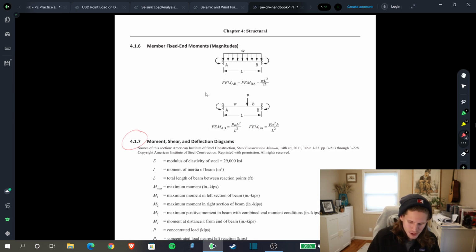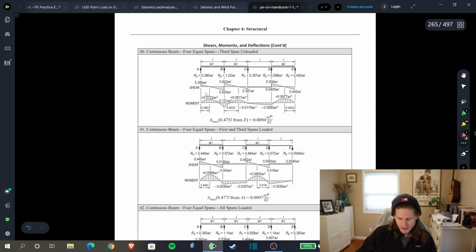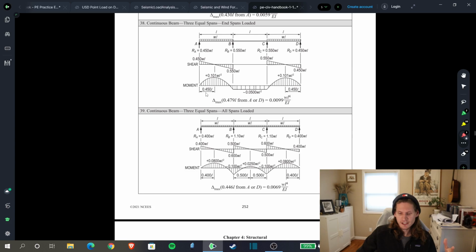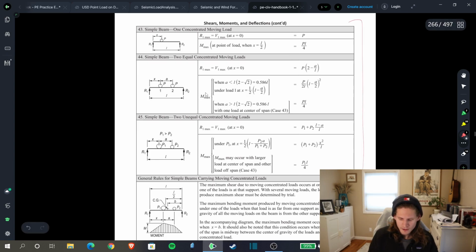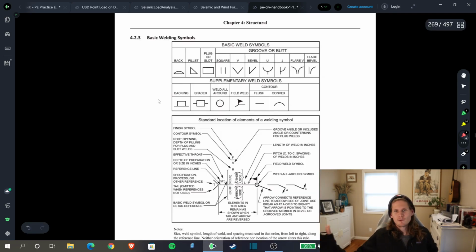4.1.7, moment shear deflection diagrams. Page 252, it then transitions into multi-span members and different unbalanced and balanced loading conditions for that. Something else that's really, really great, and something you're not gonna wanna skip over that is brief at the end of the tables, are your moving load tables. Don't forget about those. Basic welding symbols.